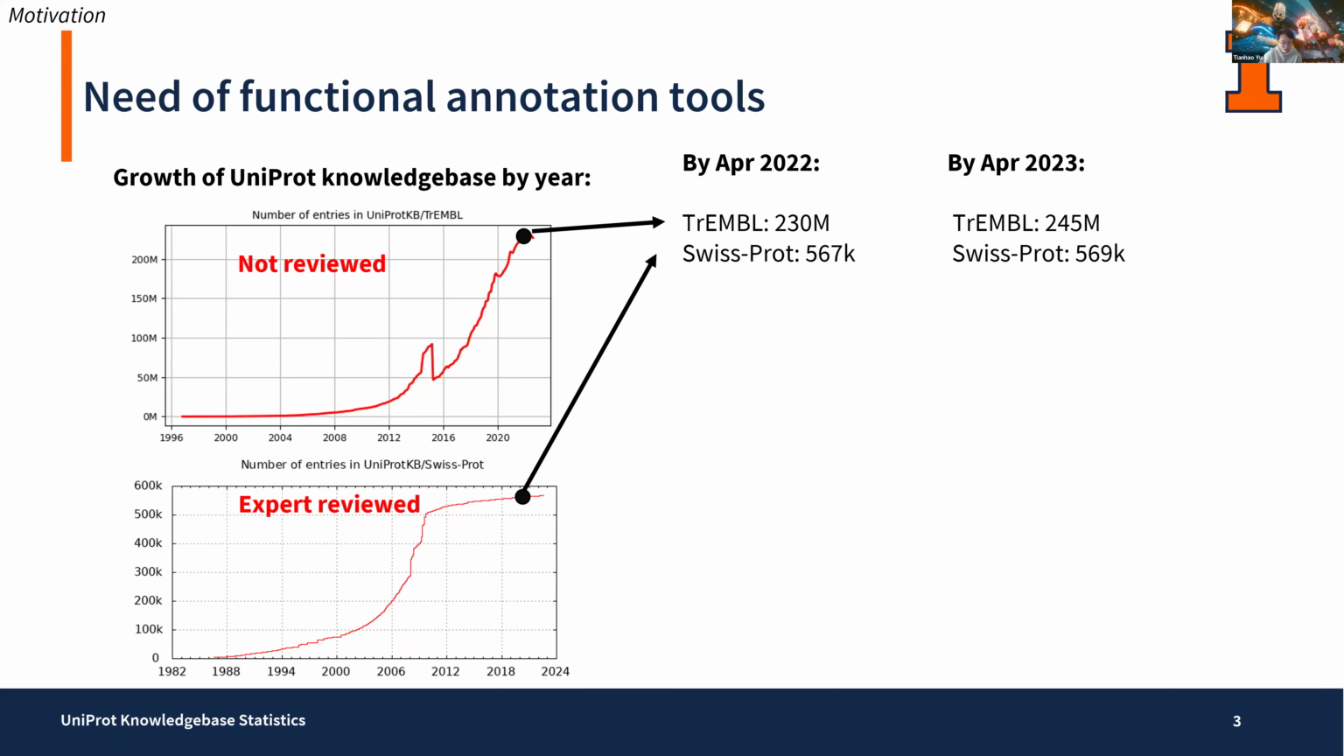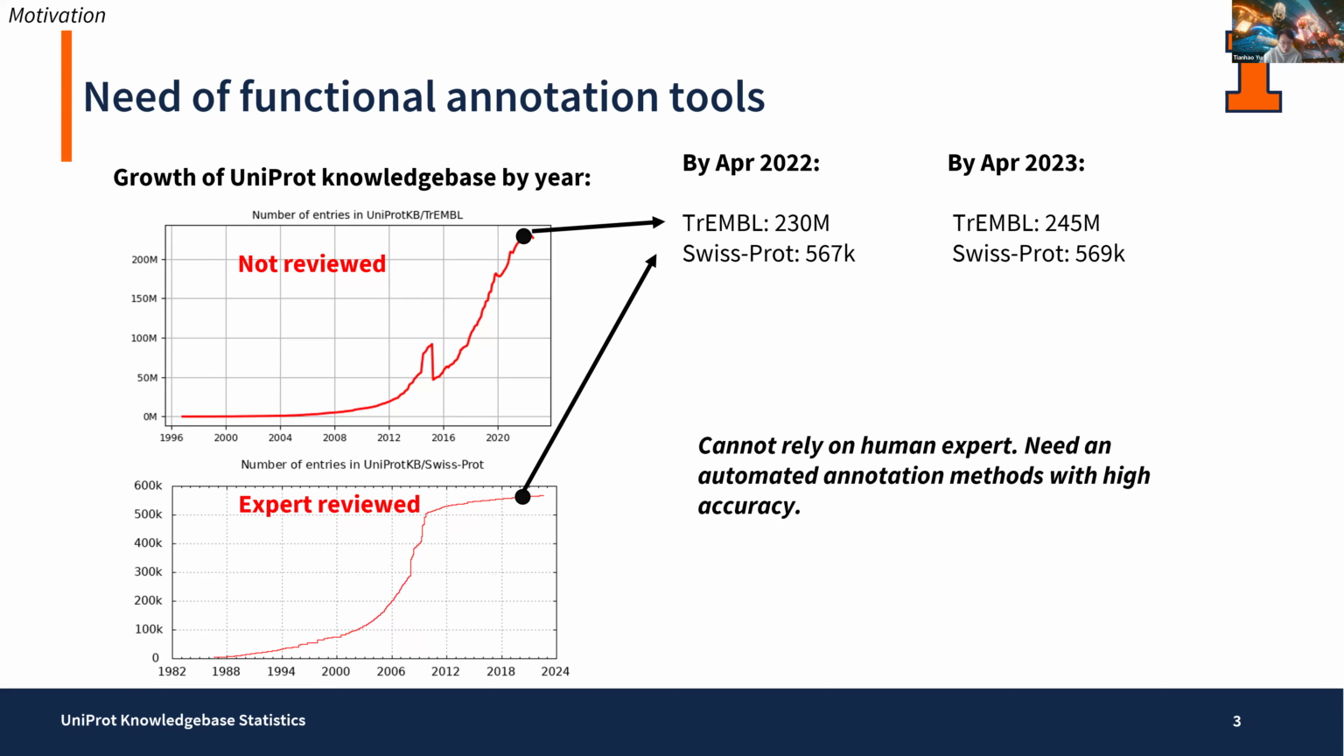Therefore, it leads to the conclusion that we cannot rely on human experts to review everything, and we certainly cannot rely on experimental efforts to annotate every single sequence. Therefore, we do need an automatic, computational tool to annotate these raw sequences with high robustness and high accuracy.